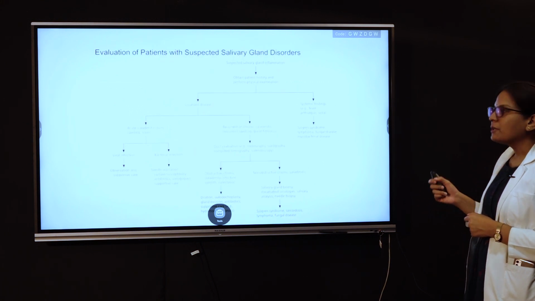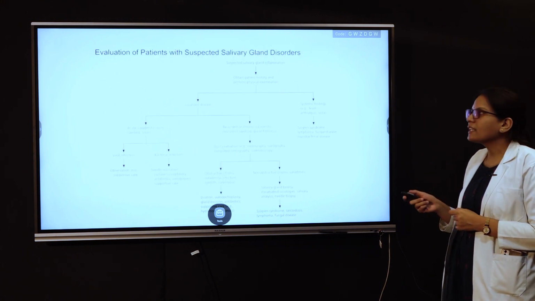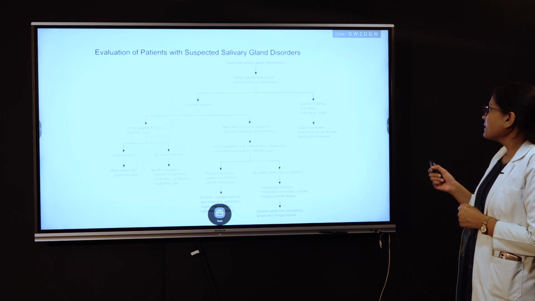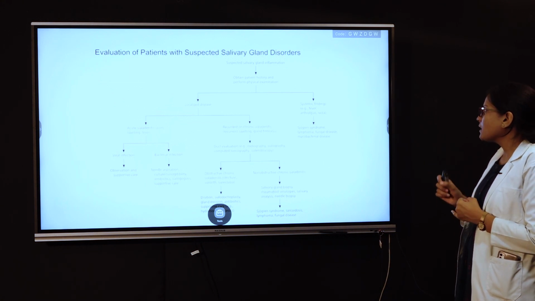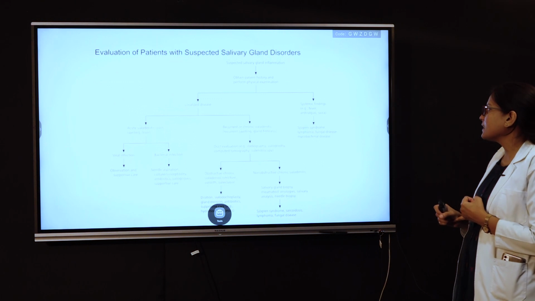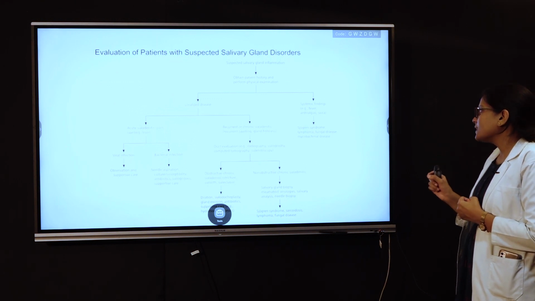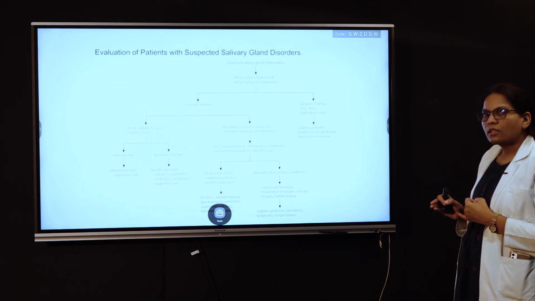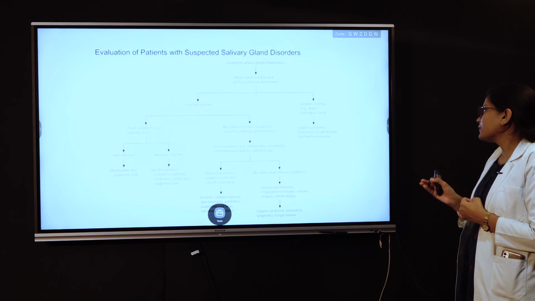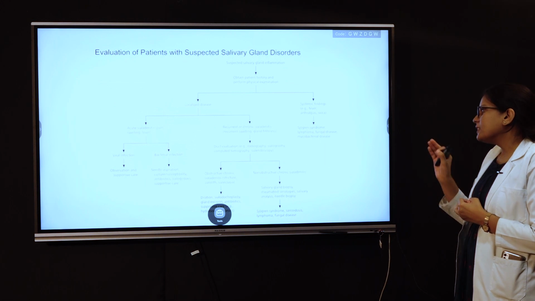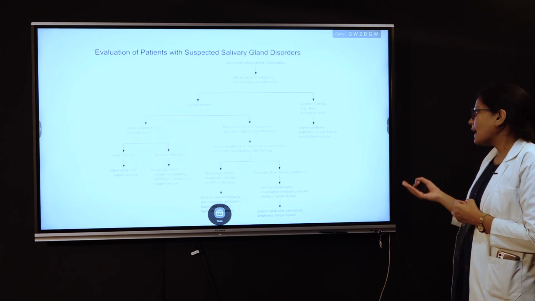So how do you evaluate a patient when you suspect a salivary gland disorder? In the case of a suspected salivary gland inflammation, first take a brief patient history and perform physical examination. If it is a localized disease, it could be either an acute phase of the disease or a recurrent or chronic phase of the disease. That is, in the acute phase, you will have pain, swelling and fever, which could be either due to a virus or a bacterial infection.